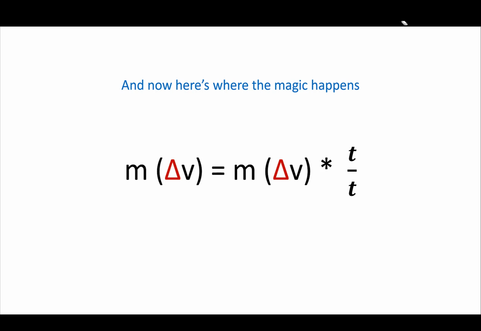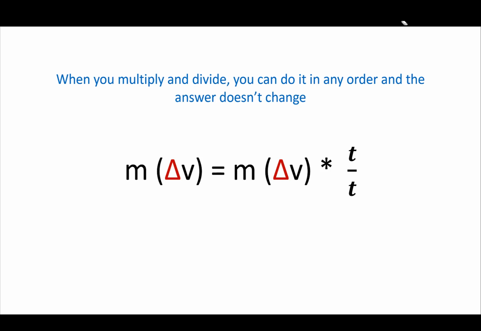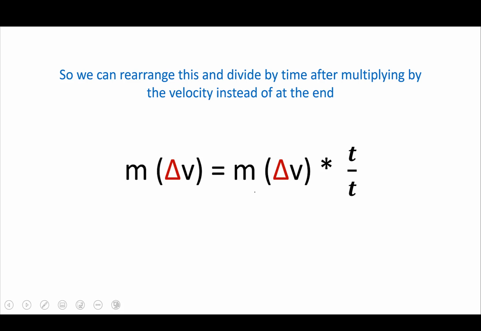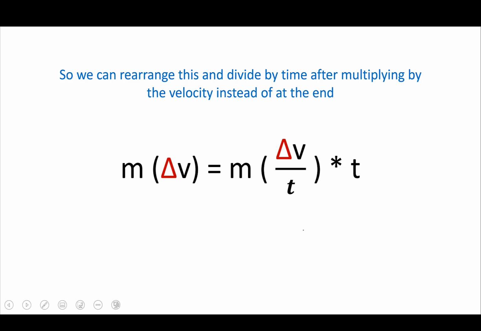And now this is where the magic happens. When you multiply and divide, you can do it in any order and the answer doesn't change. Therefore, we can divide by time at any point and not change the quantity we're dealing with. Because right here, I'm doing the mass times the velocity times the time divided by the time. But if I wanted to, I could divide by the time right here. Or I could divide by time right here. It doesn't matter where I do it. So I can move around this division by time anywhere I want, and I still have the same formula. So we can rearrange it and divide by time here, instead of at the very end. So I'm going to move this division by time over. Doesn't change our thing, we're allowed to do that.